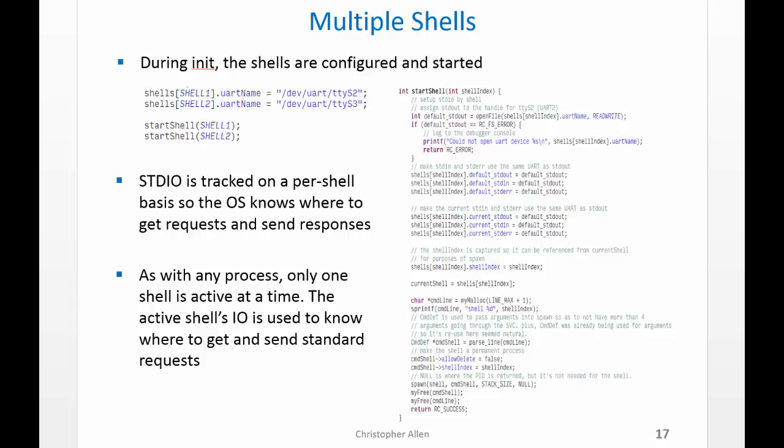So when you are entering a command on shell 1, the system needs to know that it has to send the response back to shell 1 as opposed to shell 2. So that information is tracked here. When you enter a command, the shell index that you entered the command on is captured in the structure.